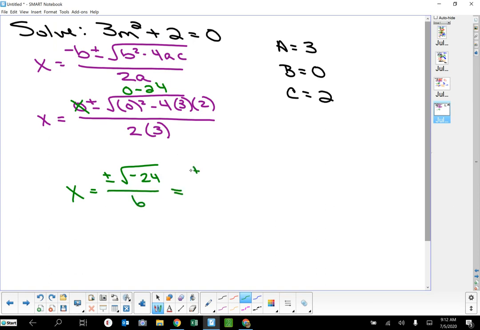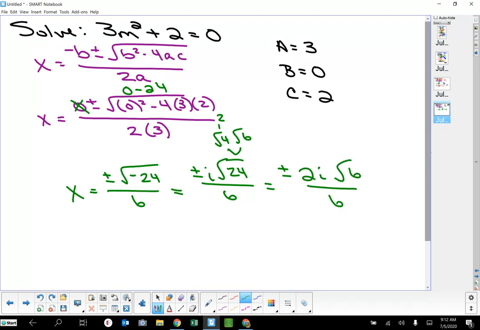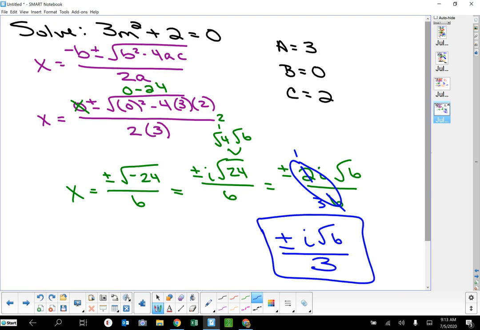So we know that this is going to be plus or minus i rad 24 over 6. 24 is going to reduce into rad 4, rad 6. The rad 4 becomes a 2, so we get plus or minus 2i radical 6 over 6. And then these guys will reduce into a 1/3. So you have plus or minus i rad 6 over 3. Okay. And that's how you end up with either imaginary or just one solution sometimes. So that's what that will look like if you have 0 for a term. You're just going to still plug it in the way that you normally would.